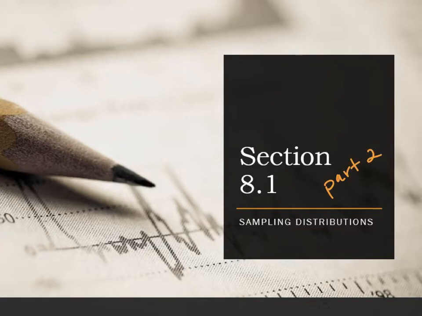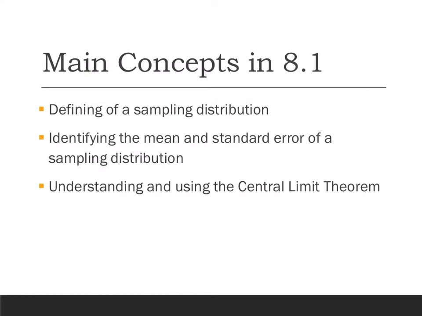This is the second part of section 8.1, where we're going to talk about the mean and standard error for a sampling distribution. In the first part of section 8.1, we talked about how to describe and define the sampling distribution: shape, center, and spread. We'll talk more about shape when we get to the central limit theorem, but we talked about how the shape might change.